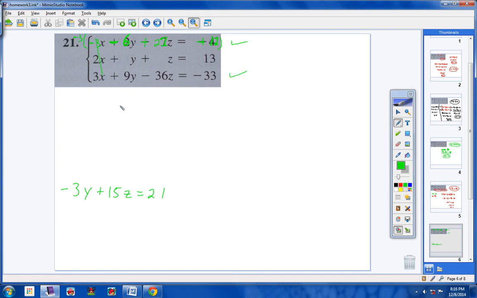Negative 6, positive 9 is 3y. Positive 21, negative 16, so negative 15z equals positive 12. Negative 33 would be a negative 21. So there's my other equation, okay? So put that right down here. And it looks like we're doing pretty good, but watch what's going to happen now. Watch this carefully.